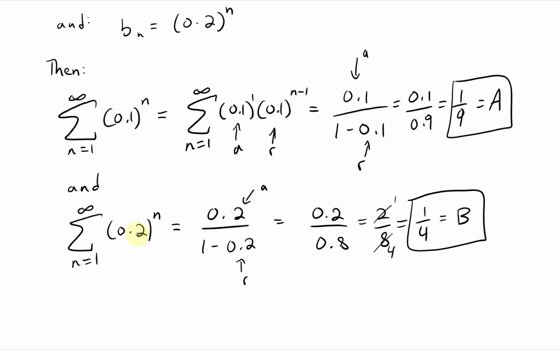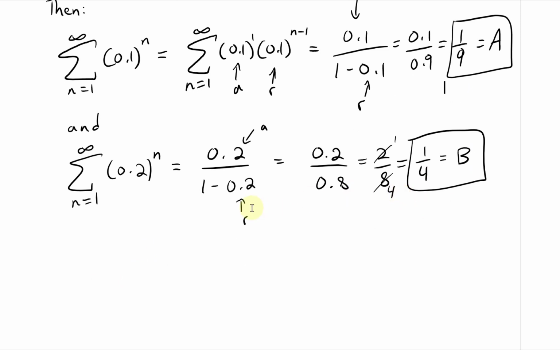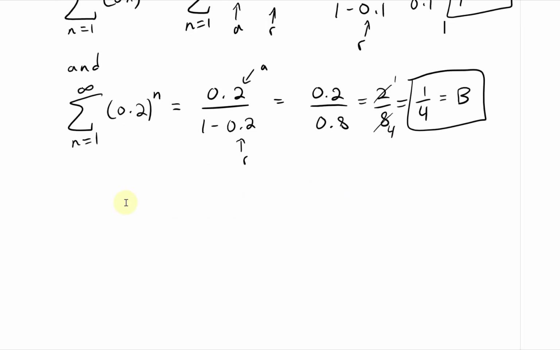A is 1 over 9. So together it should be 1 over 9 times 1 over 4. That's 1 over 36. We'll get to that in a bit. So thus, yes, we have that. Now let's do the actual multiplication of the series.